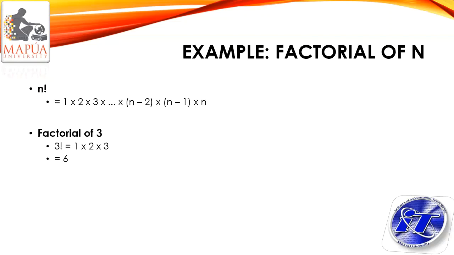Okay, so let's have an example. For example, we're going to solve the factorial of n, wherein n factorial is 1 times 2 times 3 up to times n. For example, if we have factorial of 3, it is equal to 1 times 2 times 3. So 3 is the maximum value that we multiply. So from 1, incrementing by 1 up to n, is equal to n factorial.